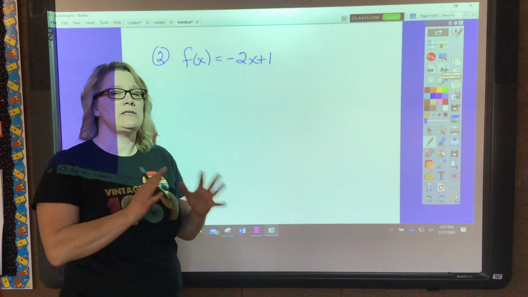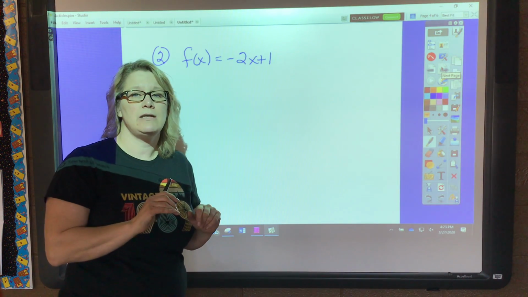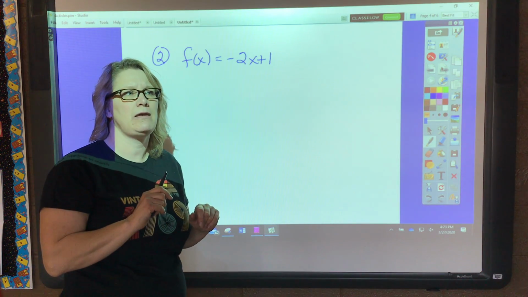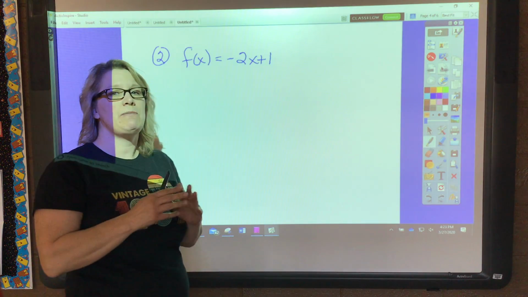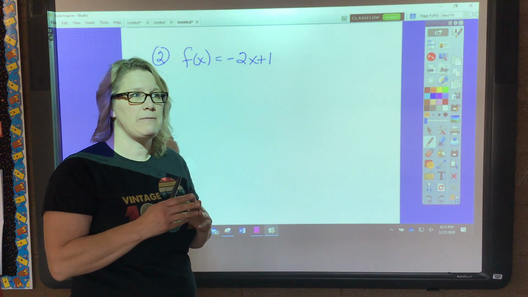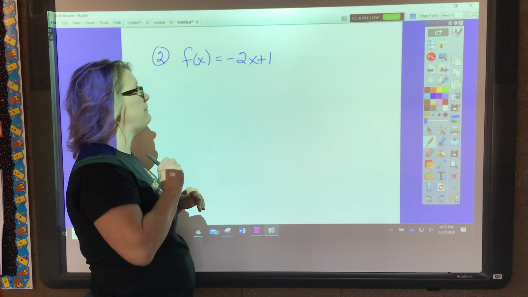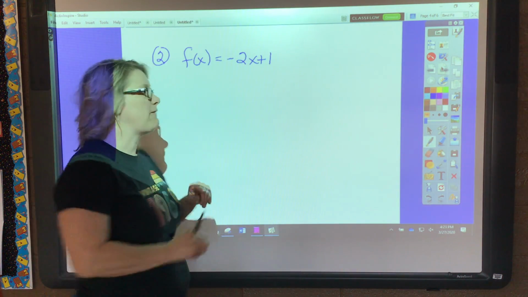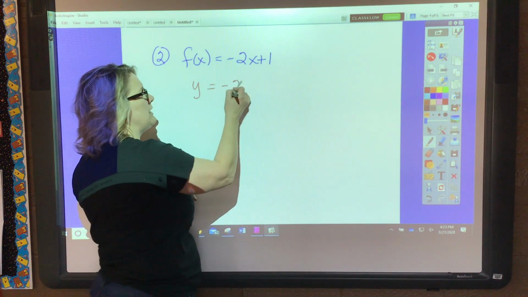Now, we actually studied how to find an inverse of a function towards the end of Algebra 1. Actually, not towards the end, probably in January of Algebra 1, but it's been a long time since then. There are about 4 basic steps to finding an inverse of a function. Step number 1, get rid of f of x. Remember, f of x really is the same thing as a y. So that's the first step.